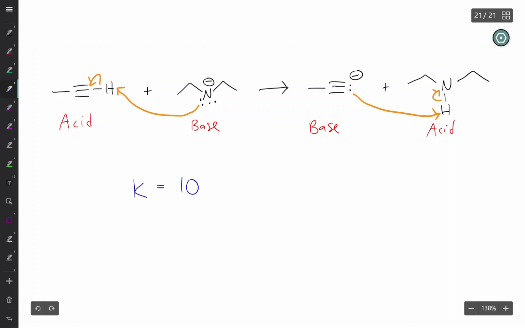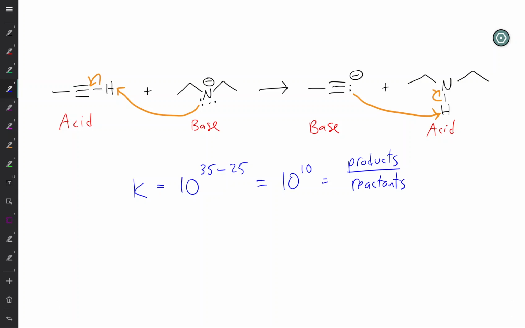For that reaction, K would equal 10 to the, all right, pK of the acid on the right, 35. pK of the acid on the left, 25. So this would be 10 to the 10th, right? So if 10 to the 10th is my ratio of products over reactants, then what that means is roughly what percentage of my molecules do this reaction? Almost all of them, right? So essentially almost every molecule does this.